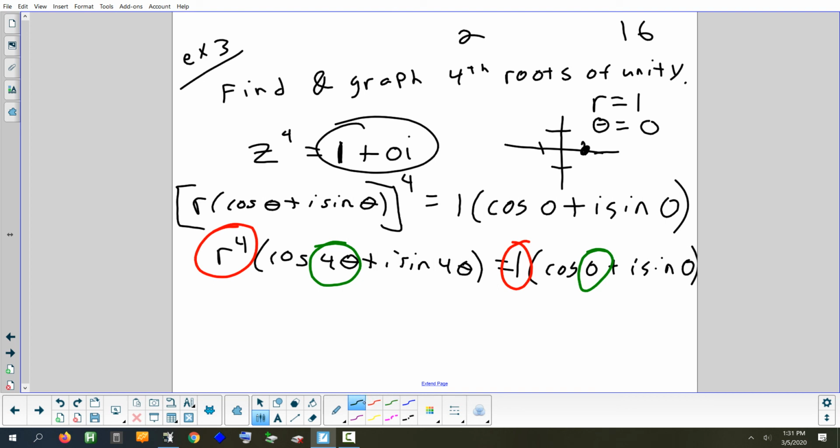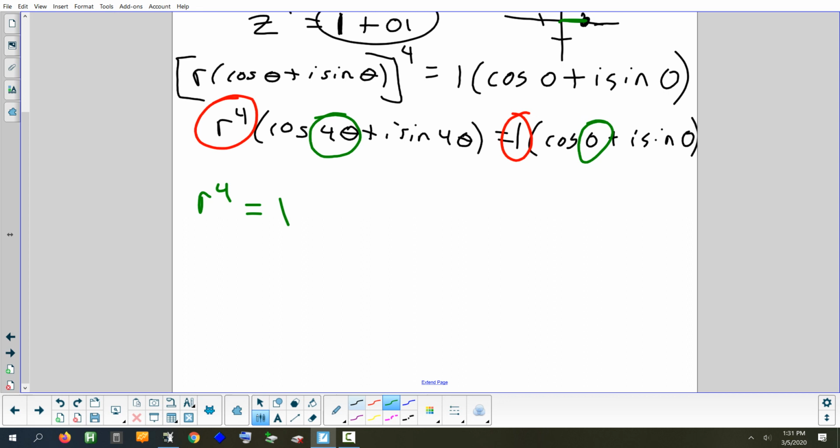Shouldn't it be 1 to the 4th as well, or no? No, because the radius when we solved for it was just 1, not 1 to the 4th. So r to the 4th equals 1. And how would you solve that equation? Fourth root of 1. That's the terminology there.